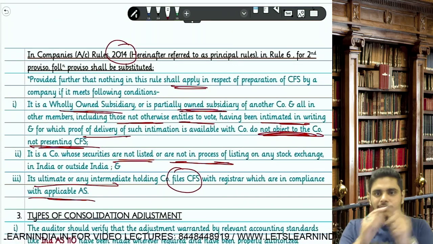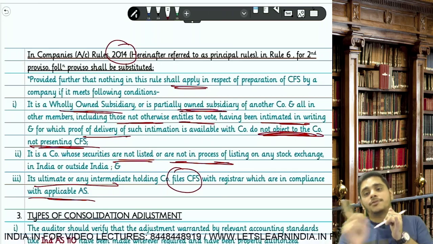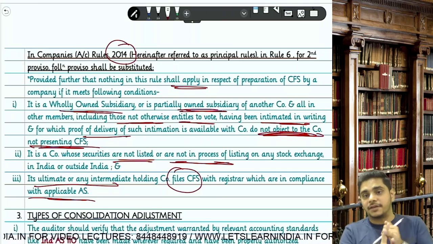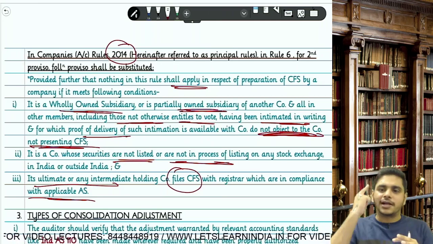Understood? So A, B, C, B Limited, if you want exemption, there are 3 conditions: NOC from all members, the ultimate holding company prepares CFS, and it is not a listed company or not wanting to get listed. With these 3 conditions, you are exempted.